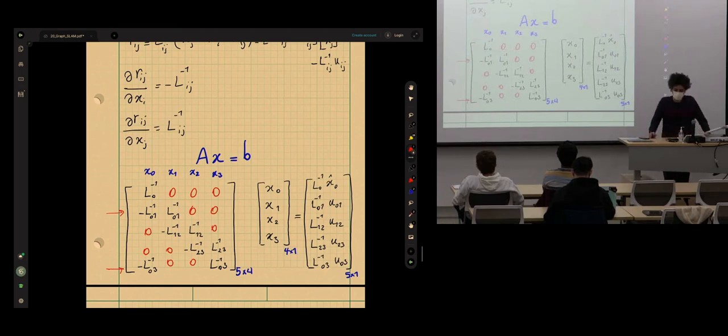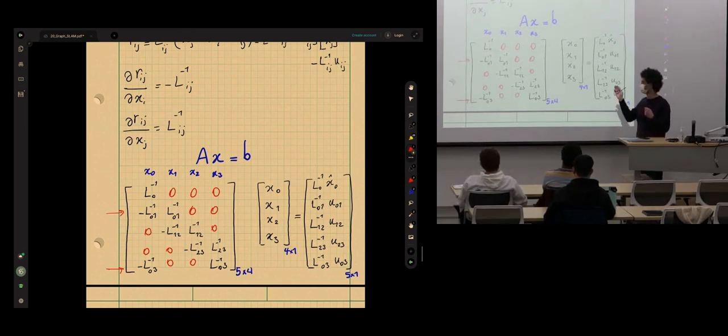The last row is the loop closure factor. Unlike the other factors, it is a connection between the first variable and the last variable. Anything else in between is 0. So it's a different type of pattern we see. Loop closures will cause fill-in in the Jacobian for variables that are not next to each other.